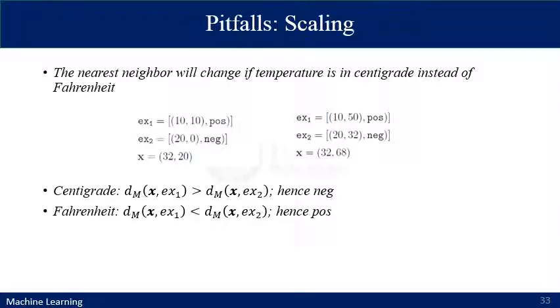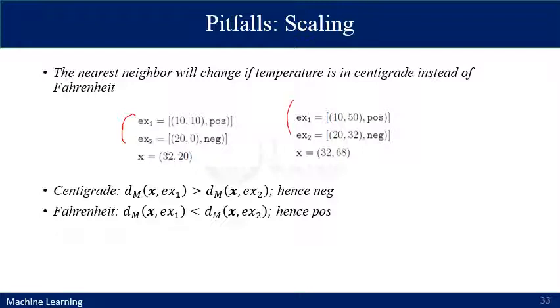Another problem that k-nearest neighbor suffers is the problem of scaling. The nearest neighbor will change if the temperature is in the centigrade instead of the Fahrenheit. For example, if you use two different scaling parameters for two different features, the distances between the examples may vary. So as you can see, there are two examples and we have used the centigrade and the Fahrenheit scaling.